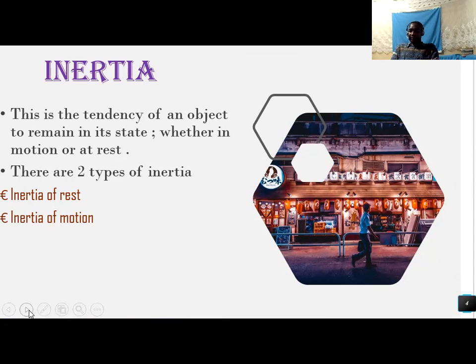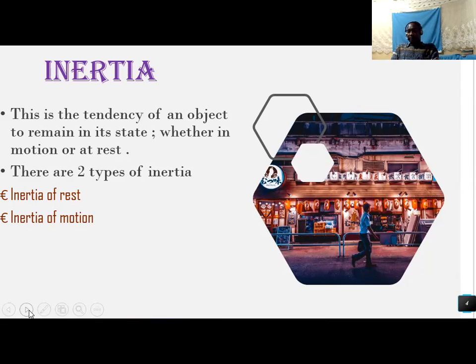Examples are a person sitting on a chair who stays seated if the chair is abruptly moved. A card with a coin is pulled away abruptly, and the coin falls inside the glass. In a pile of coins, if one coin is knocked out, the other coins remain intact in the pile.